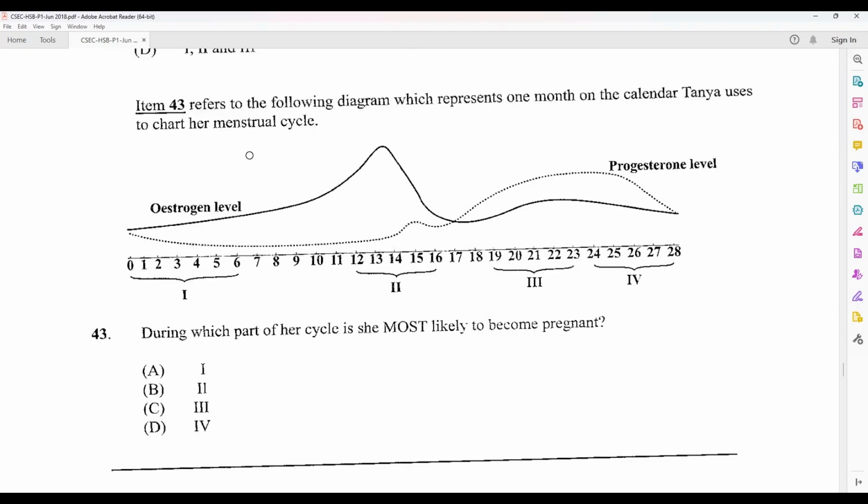Item 43, we have this chart of estrogen and progesterone for Tanya, right? One month for Tanya, so her cycle is approximately 28 days long. During which part of the cycle is she most likely to become pregnant? We see the estrogen going up here, so we know it's around days 12 to 16. That's her ovulation period. So we are looking at number 2, which is B.